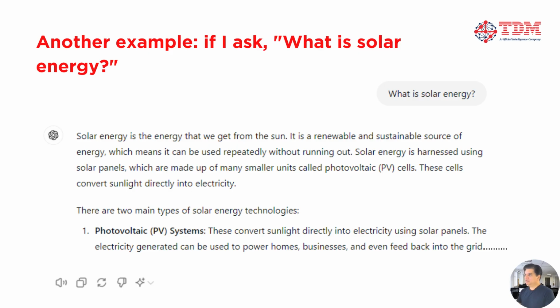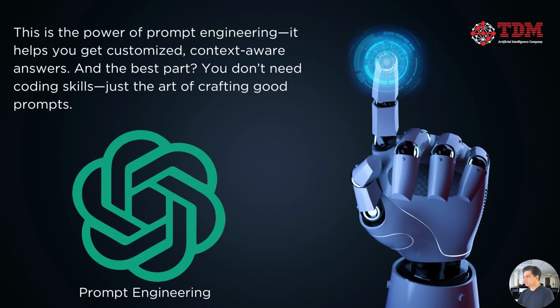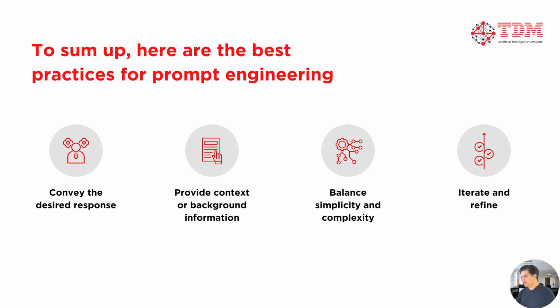Another example, if I ask, "What is solar energy?" I get a general overview. But by framing my prompt like, "Imagine you are a journalist summarizing renewable energy sources in under 500 words with bullet points," and then asking about solar energy's role from 2020 to 2030, the response becomes concise, bulleted, and specific to that time period. This is the power of prompt engineering. It helps you get customized, context-aware answers, and the best part, you do not need coding skill, just the art of crafting good prompts.